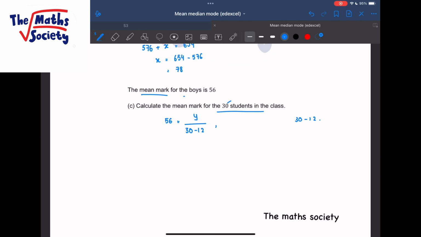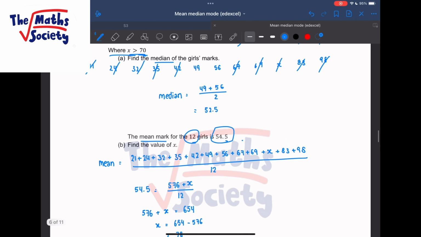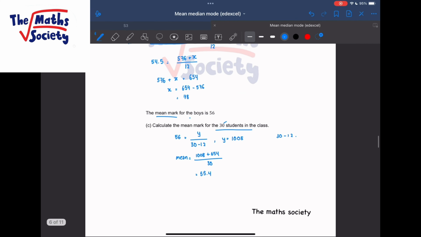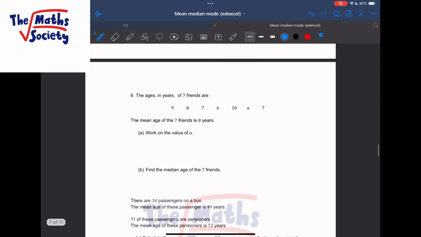So you have 30 minus 12, where y will equal, have a look, mean marks, so it will be equal to the total, which has to be 1008, where mean would be equal to 1008 plus 654 divided by 30, which is going to be equal to 55.4, and that should be your mean answer. And then we'll move on to the next one.